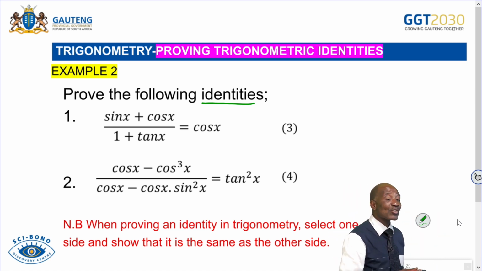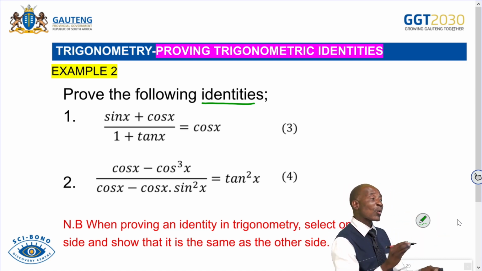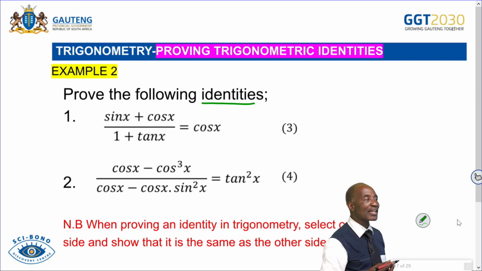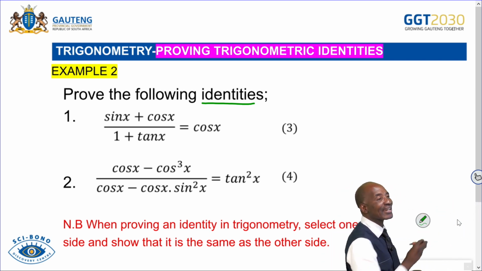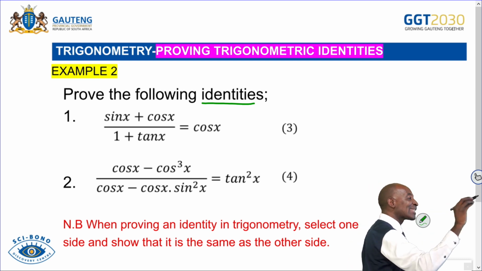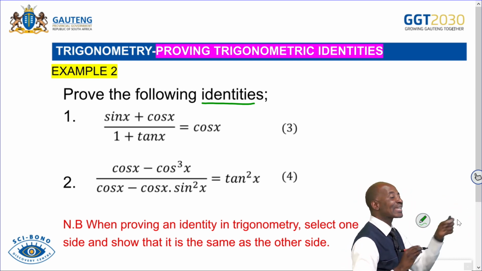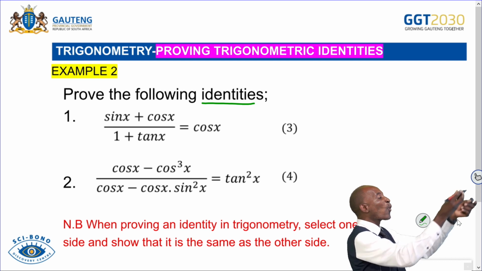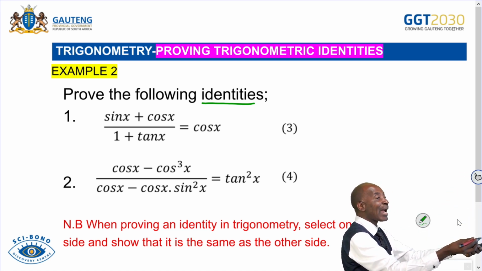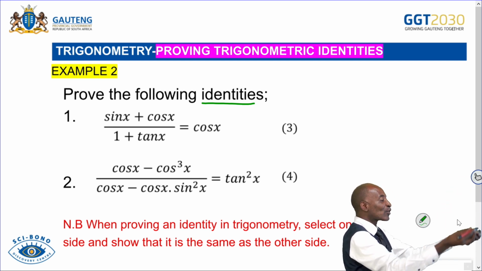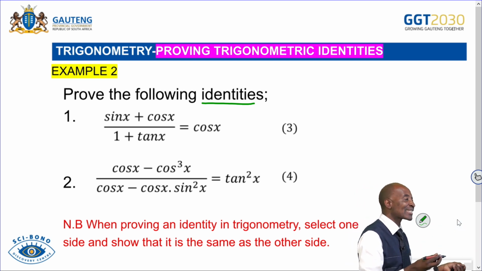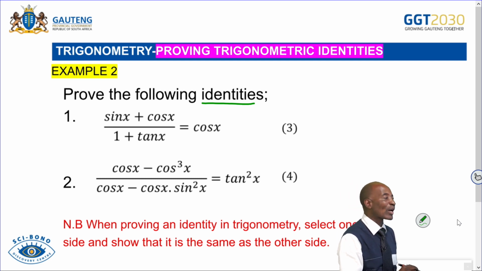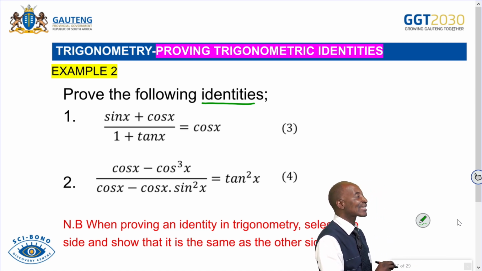So there are 3 ways of proving an identity, but we are going to stick to one. Which are the 3 ways? You can choose the left-hand side and show that it becomes the right-hand side. Or choose the right-hand side and show that it becomes the left-hand side. Or work with both sides at the same time, which might take longer, but at the end of the day, you must level the ground and make sure what you see on the left-hand side is exactly the same with what you see on the right-hand side.